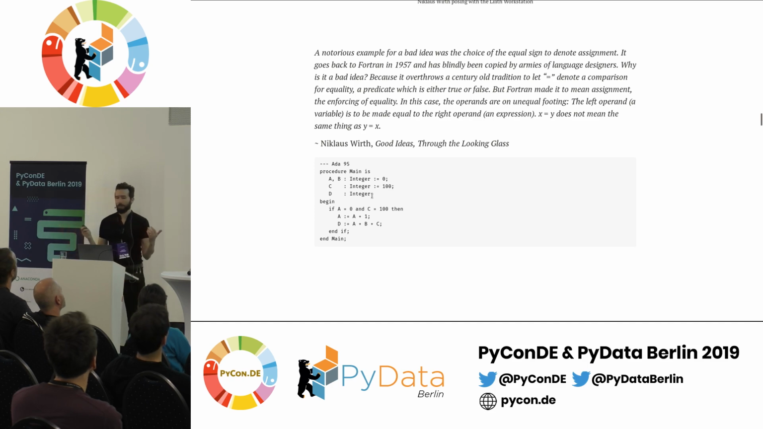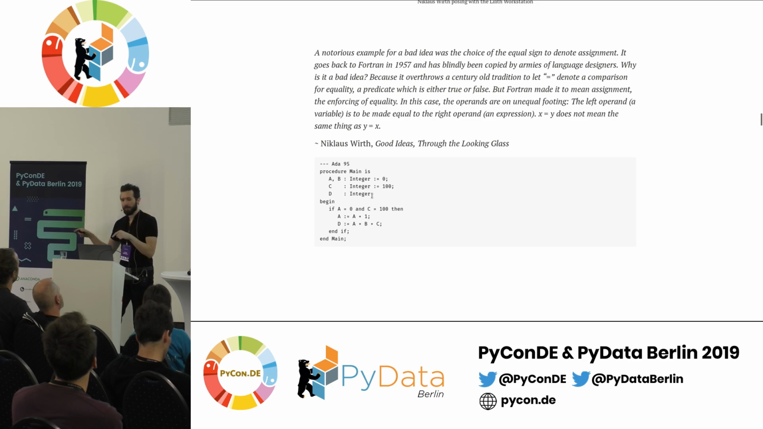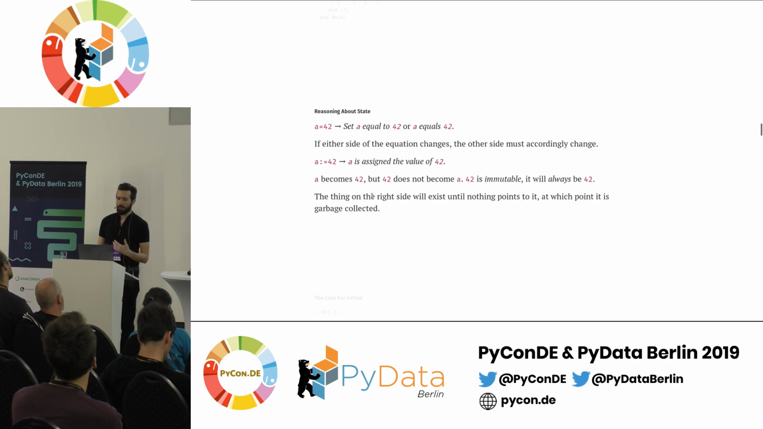So what's the big deal? He says that a notorious example of a bad idea was a choice of the equal sign to denote assignment. It goes back to Fortran in 1957 and has blindly been copied by armies of language designers since. Why is it a bad idea? Because it overthrows a century-old tradition to let equals denote comparison for equality, a predicate that's either true or false. But Fortran made it mean assignment, the enforcing of equality. In this case, the operands are on equal footing. The left operand A, which is a variable, is made to be equal to the right operand, an expression. So therefore, x equals y does not mean the same thing as y equals x.